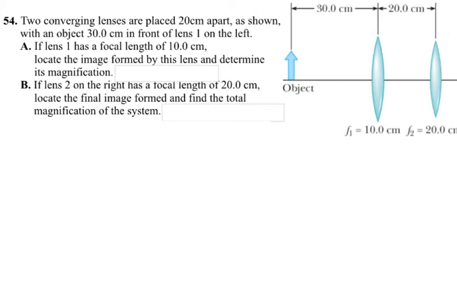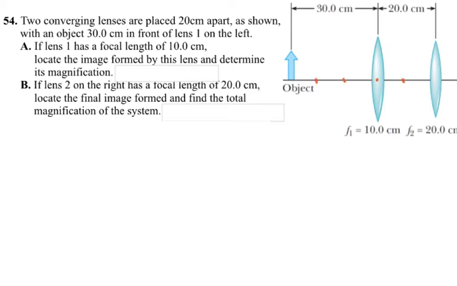In this next question, they say two converging lenses are placed 20 centimeters apart as shown, with an object placed 30 centimeters in front of lens 1 on the left. If lens 1 has a focal length of 10 centimeters, locate the image formed by the lens and determine the magnification. If lens 2 on the right has a focal length of 20 centimeters, locate the final image formed by the second lens and find the total magnification of the system.